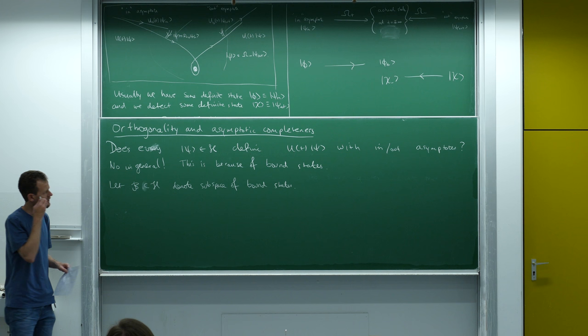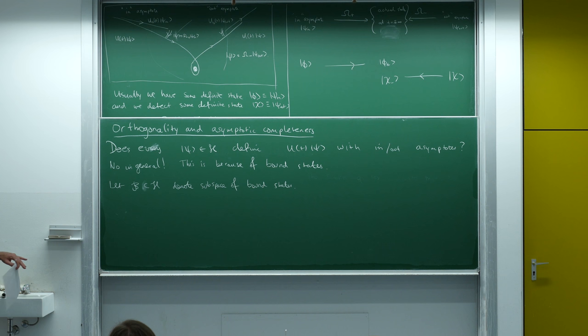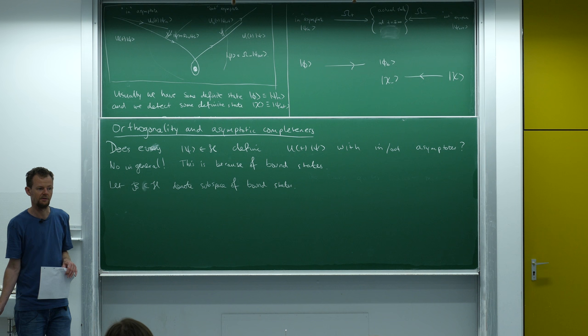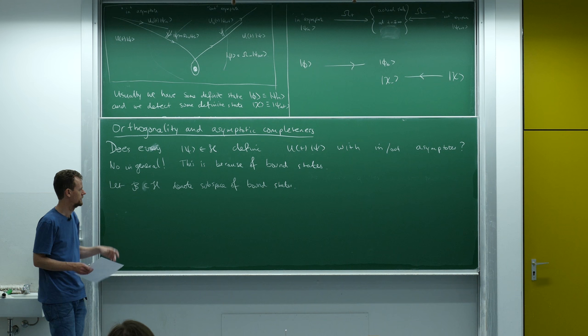Let's try and separate out the space of bound states from the space of scattering states. To do this, we need to at least isolate the space of bound states. So let's give them a name. Let's call them B. B is the subspace of bound states, and it's a subspace of the full configuration Hilbert space.